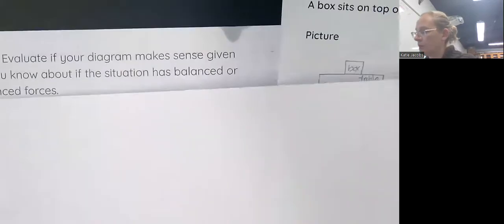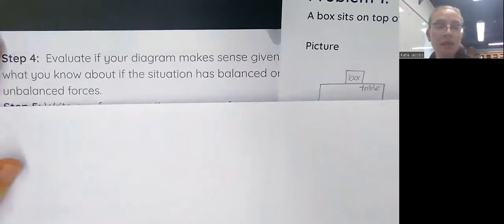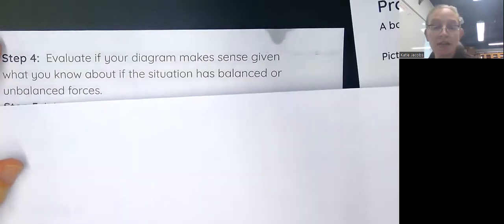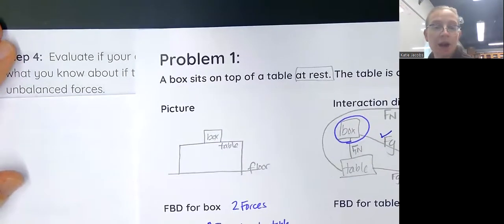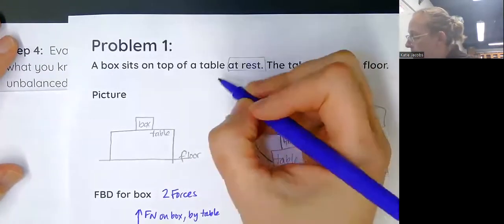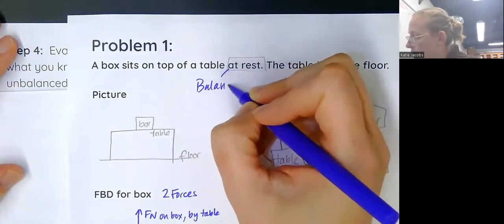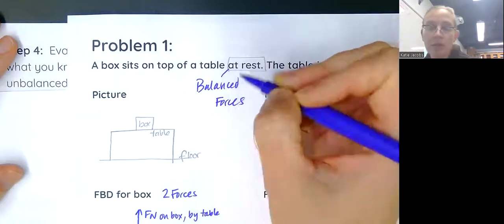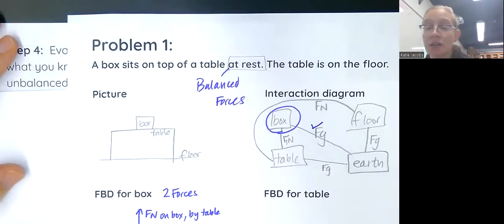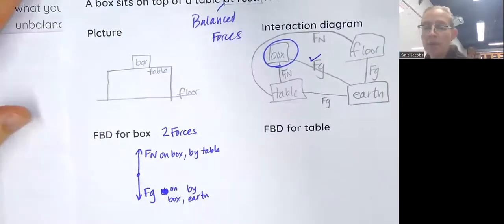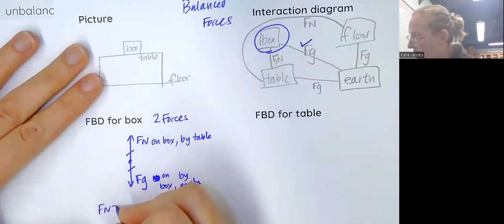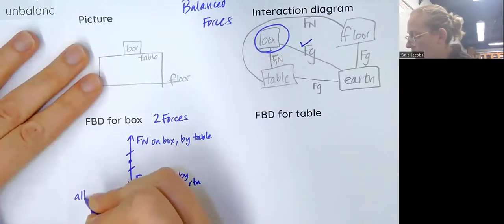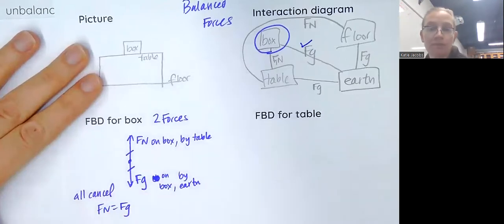Step 4. Evaluate if your diagram makes sense given what you know about the situation and if it has balanced or unbalanced forces. If this box is at rest, then this is a balanced force situation. At rest is always balanced forces. That means all the forces are going to cancel out. So what that means for this situation is that Fn is equal to Fg. They all cancel since it's a balanced force situation.